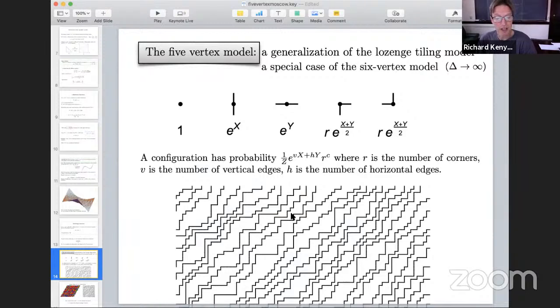So if you like, it's a configuration of non-intersecting lattice paths like this, where a configuration has probability on a finite graph, e to the vx plus hy. So v and h are the number of vertical edges and the number of horizontal edges. X and y are parameters, r is a parameter, and c is the number of corners. So each time you turn a corner, you get a factor of r in your probability. And z is, of course, the normalization constant, the partition function.